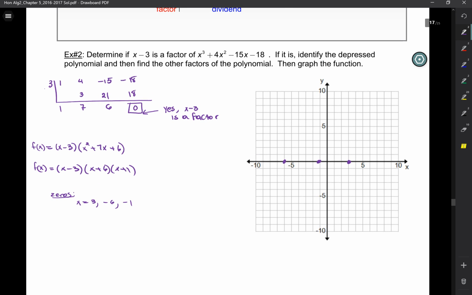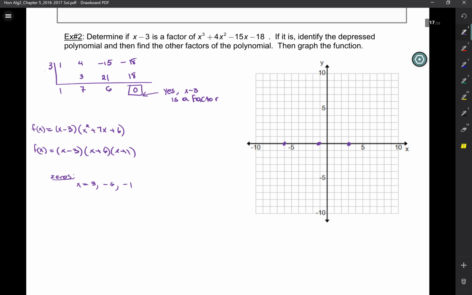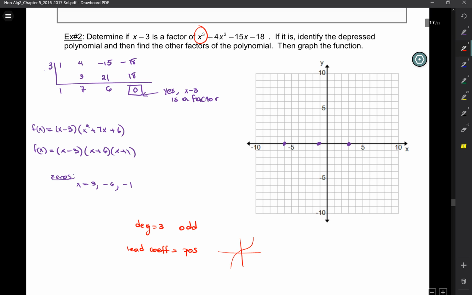Now, can we graph this? How would we graph this? One more time. The leading term is x cubed. The degree is 3, which is odd. That means one side will be up, one side will be down. Because the leading coefficient is positive, it'll be up on the right side and down on the left side. So it'll be up here and down here.